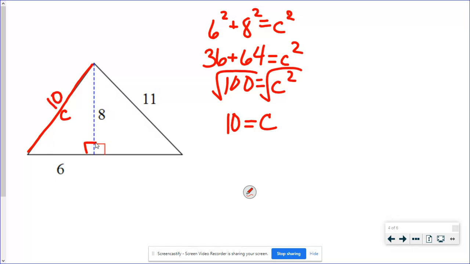This is a 3, 4, 5 triangle, but doubled. So it's twice as big. So instead of a 3, 4, 5, it's a 6, 8, 10. Not that you need to know that or recognize that, but it just does kind of help sometimes.